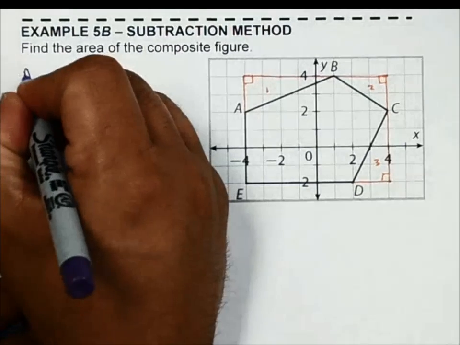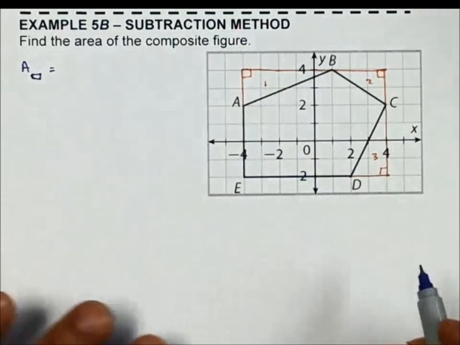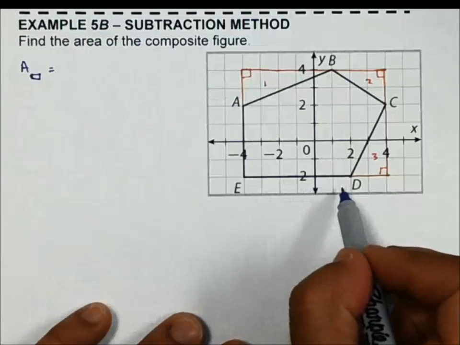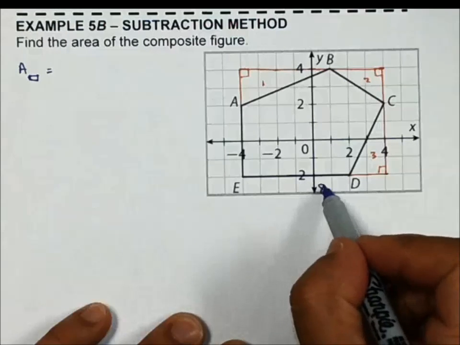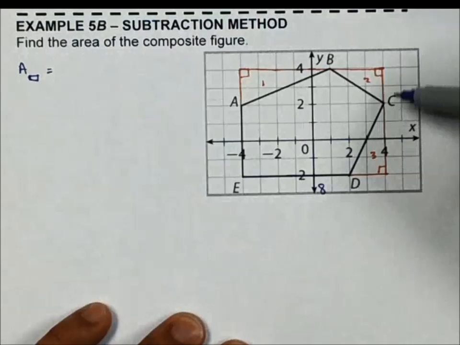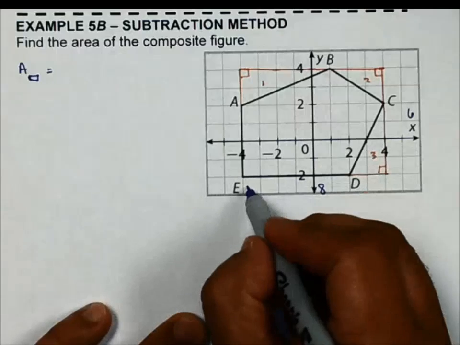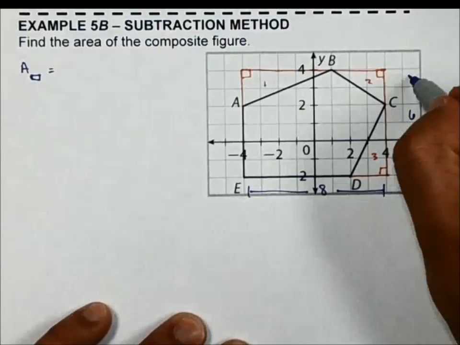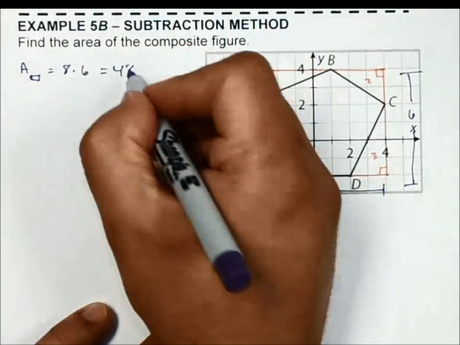So we'll start with the area of my rectangle. I just need to count this distance from here: 3, 4, 5, 6, 7, 8. So this entire length right here is 8 units. Then I count this side here: 1, 2, 3, 4, 5, 6. This would be 6 units this way, vertically. So this area is going to be 8 times 6, which is 48.